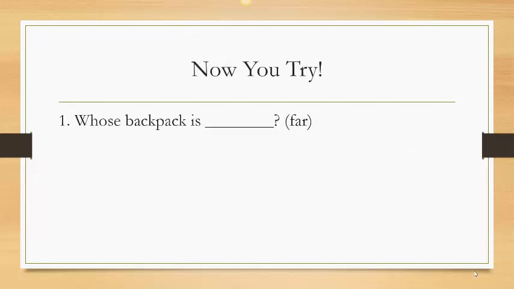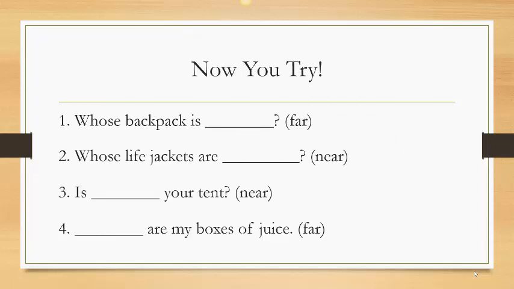Now let's try this. For each one of these, you need to look at whether it's near or far, and you need to think about whether it is singular or plural. You don't have to copy the sentence, just write down your answers. So whose backpack is that, far away? Whose life jackets are these, close by? Is this your tent, near? Those are my boxes of juice.